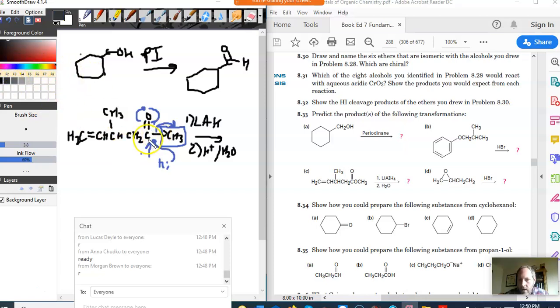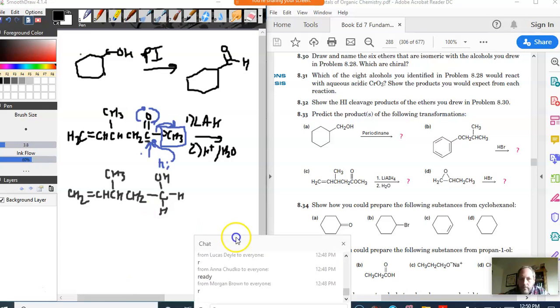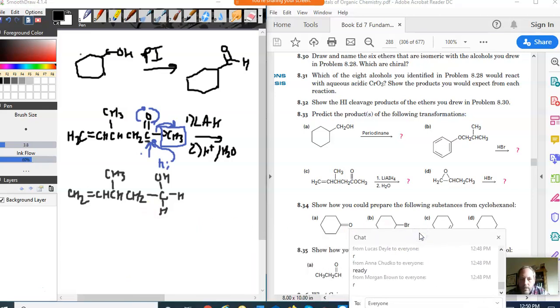All right, so this carbon right there is the one that becomes an alcohol. So you have everything else: CH2, double bond, CH, CH, CH3, CH2, and then this carbon right here becomes an alcohol, and you get two hydrogens on it. So that's your product. Any questions on that? Makes sense.